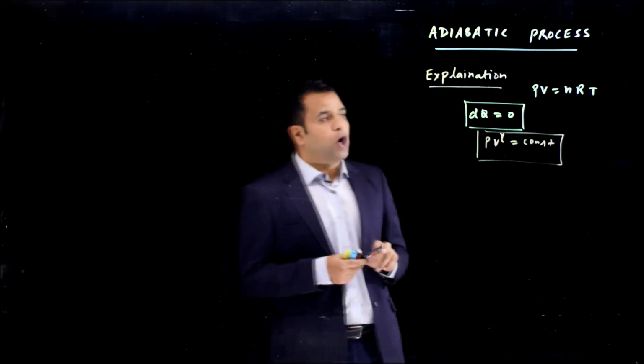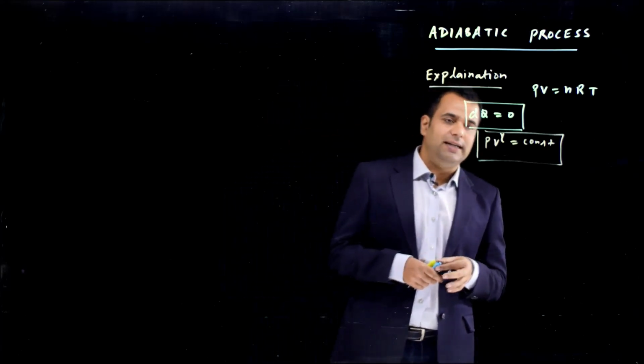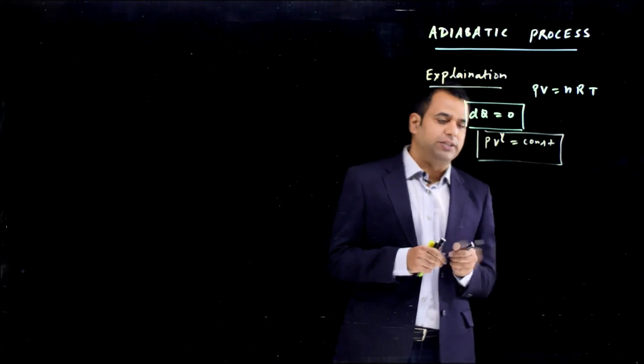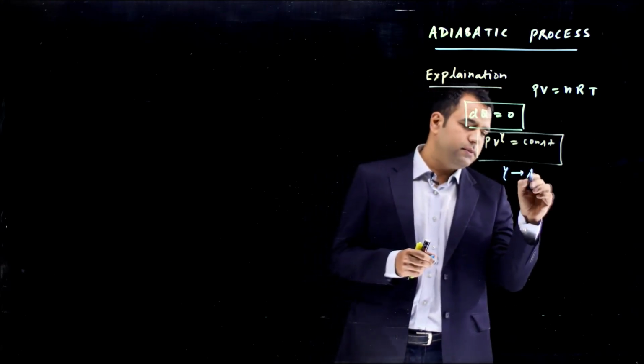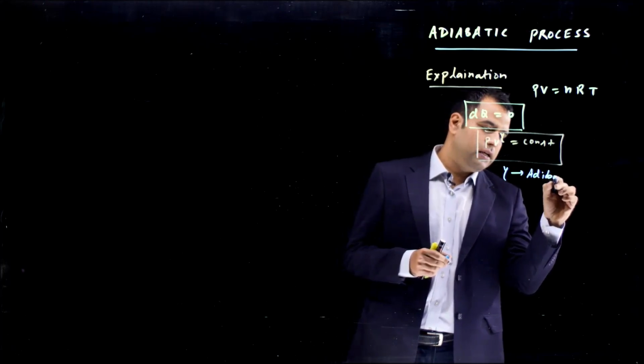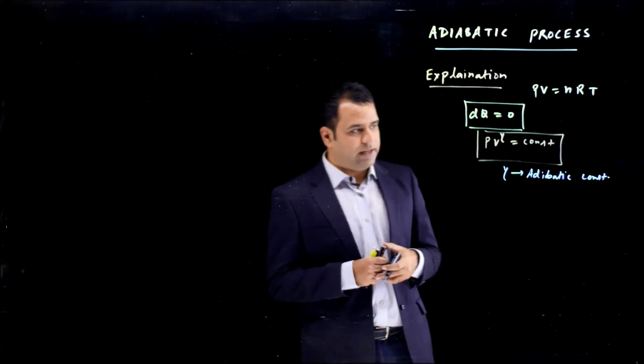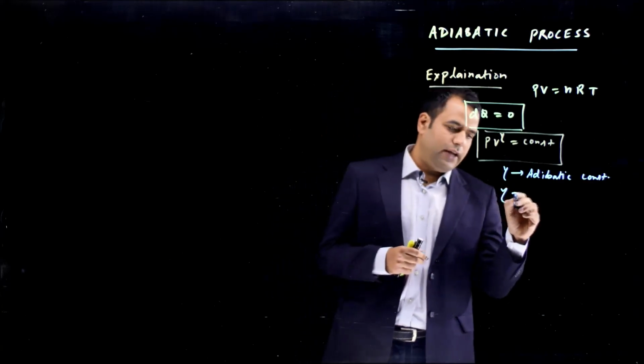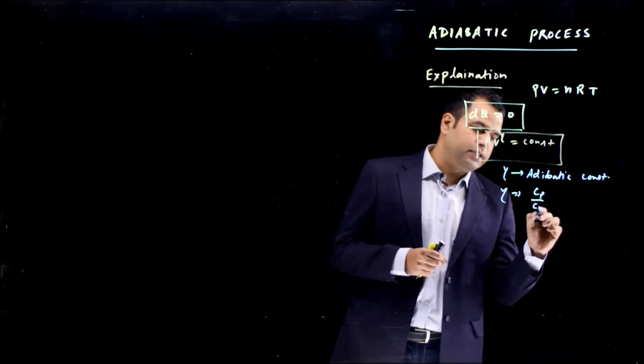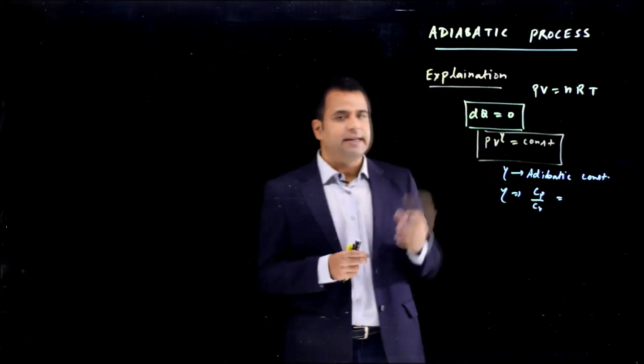P times volume to the power gamma is a constant, and this gamma is defined as the adiabatic constant. It's a constant, and obviously it depends upon the gas, what kind of gas you are using. And the value of gamma comes out to be Cp upon Cv. When we do the derivation, at that time we'll know.